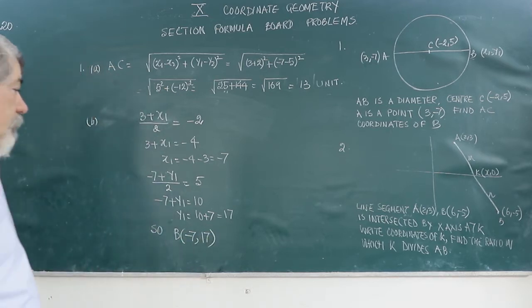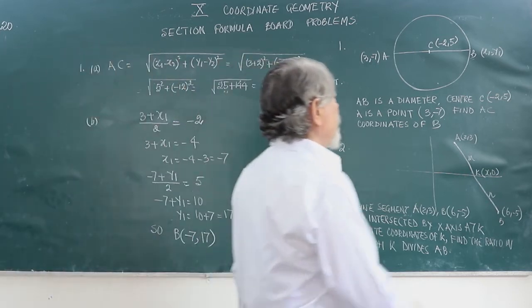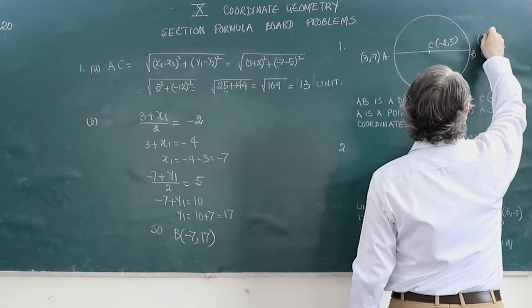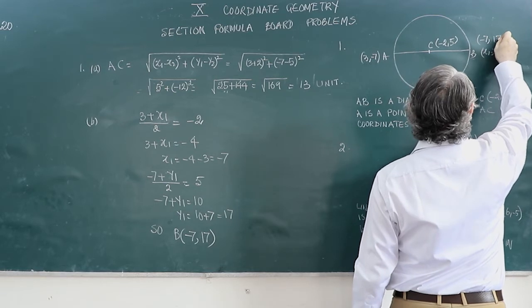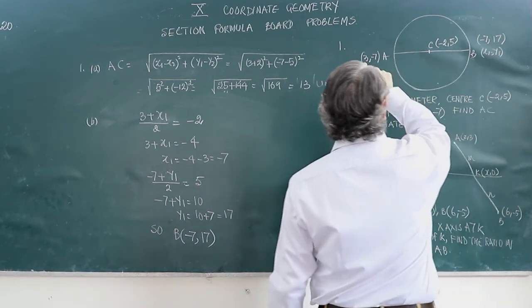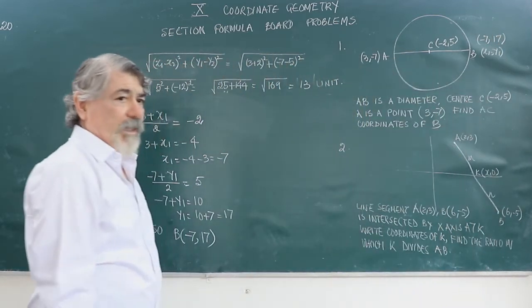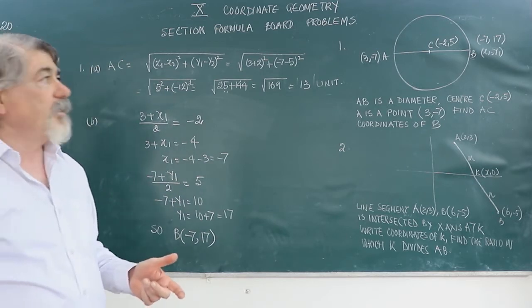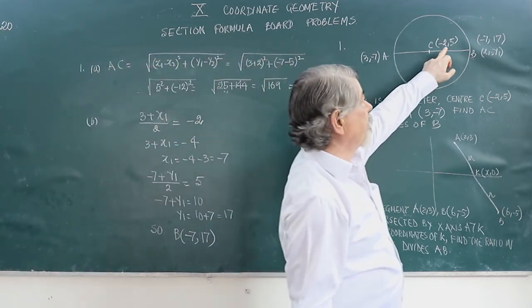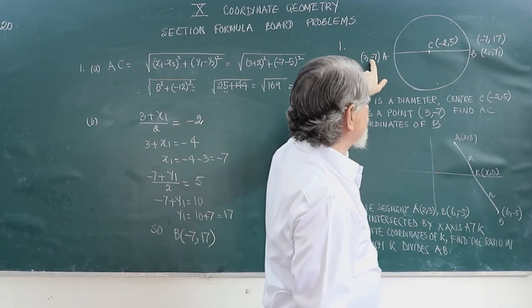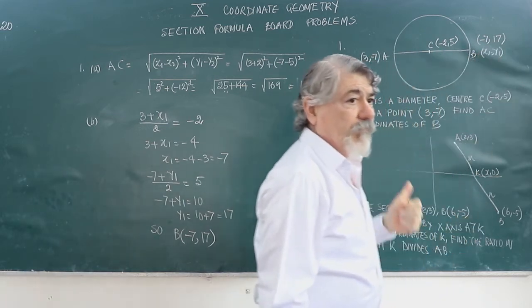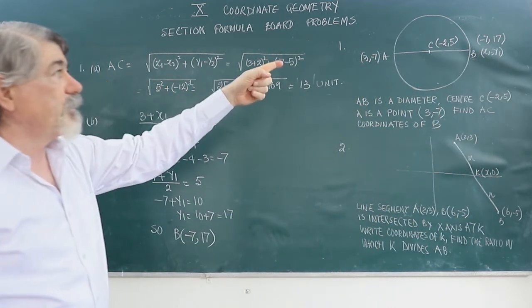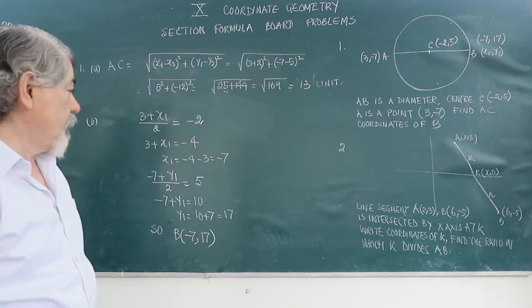You can see that if it is minus 7, 17, minus 7, 17. Minus 7 plus 3 is how much? Minus 4. Minus 4 divided by 2 will give you minus 2, which is the coordinate here. Minus 7 plus 17 will be 10. 10 divided by 2 is 5, which is the y coordinate.